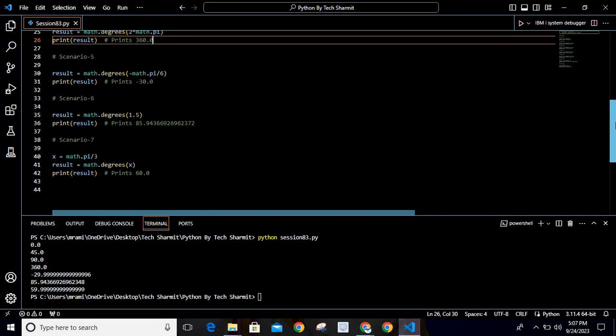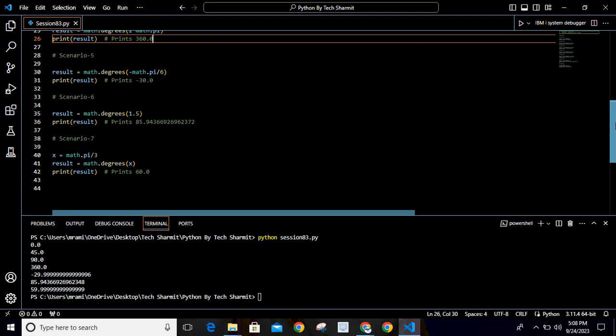Now focus on the sixth scenario. Can we pass a decimal value to this function? Yes, we can pass a decimal value as well. So here I'm passing the decimal value, which is 1.5, and when you calculate the equivalent degree for 1.5, the output would be 85.9436 something.